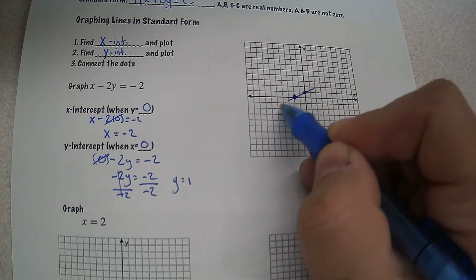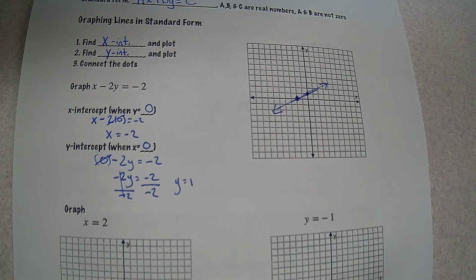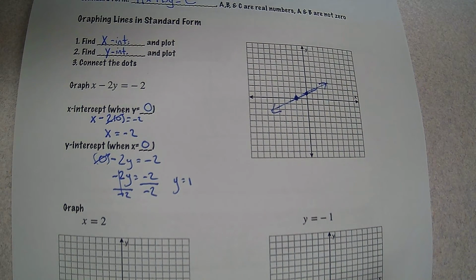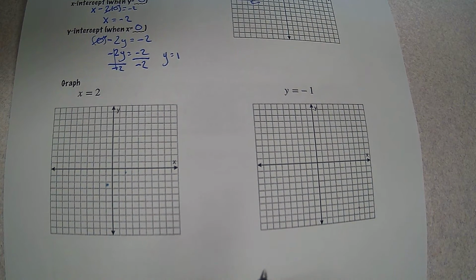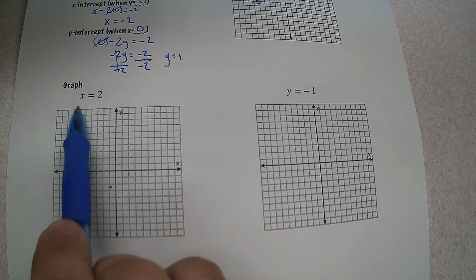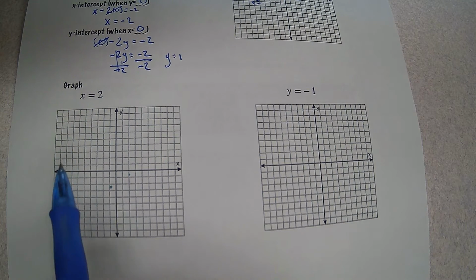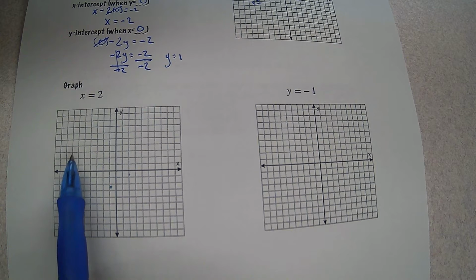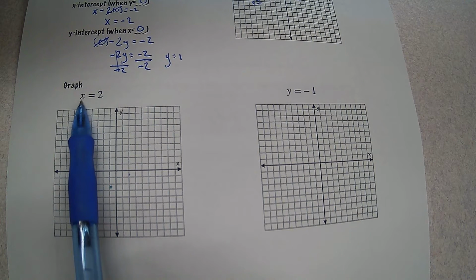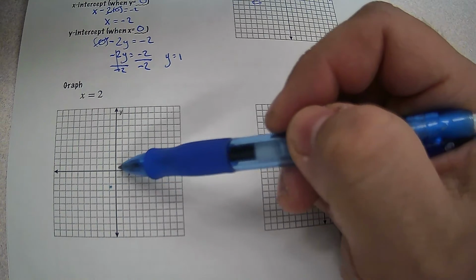So our line will look something like that. I want to look at 2 other special cases. Here I have x equals 2. The equation, or this line, is a special line, and it's every single x value is 2, is essentially what it means.